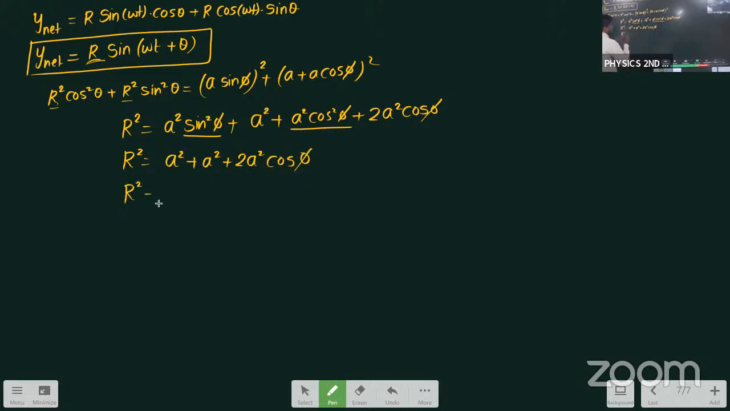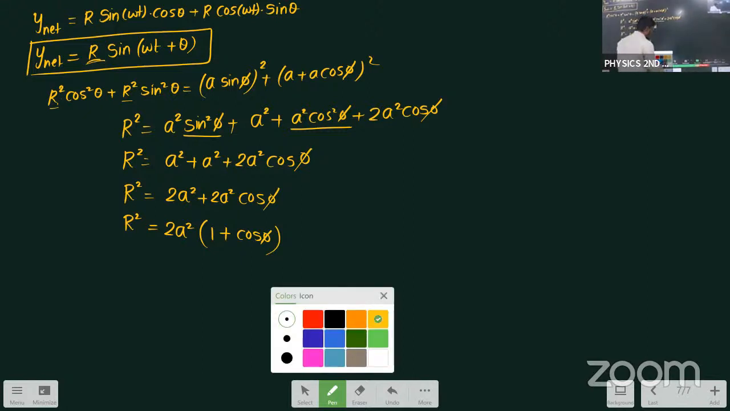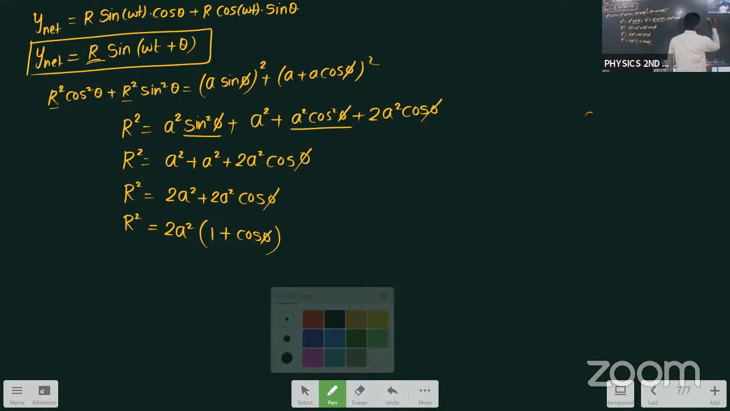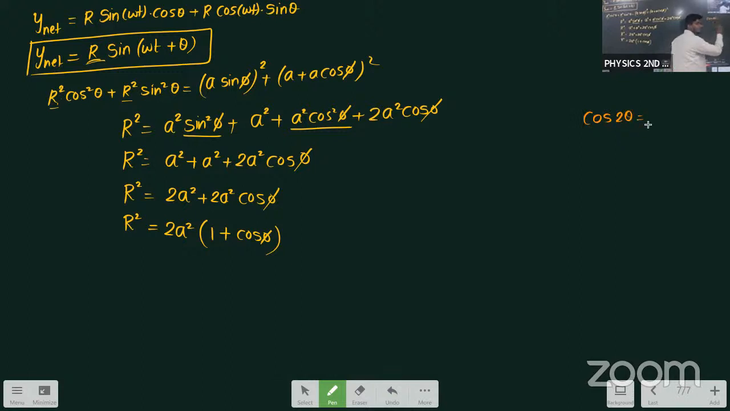So further I can write R square is equal to 2A square plus 2A square cos phi. If I take 2A square common, I will be left with 1 plus cos phi. I hope everyone knows the formula for cos 2 theta in terms of cos theta. Cos 2 theta is given as 2 cos square theta minus 1. So from here I can write 1 plus cos 2 theta is equal to 2 cos square theta.